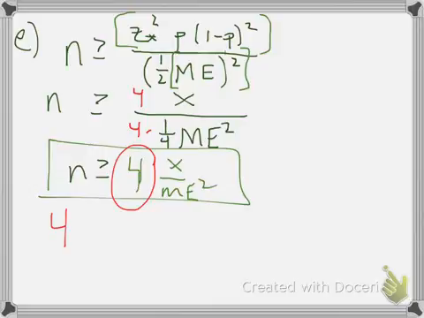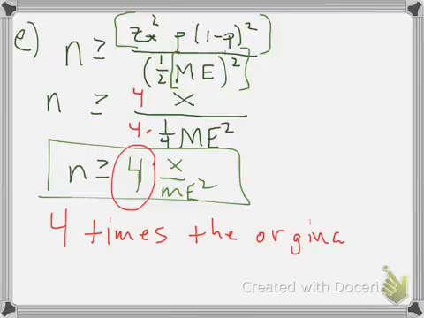There are a couple ways you could have done this, but the idea is I need 4 times as many to reduce my margin of error in half. This is always going to be the case. I need at least 4 times the original sample size. So whatever I needed before, at least 4 times the original sample size.